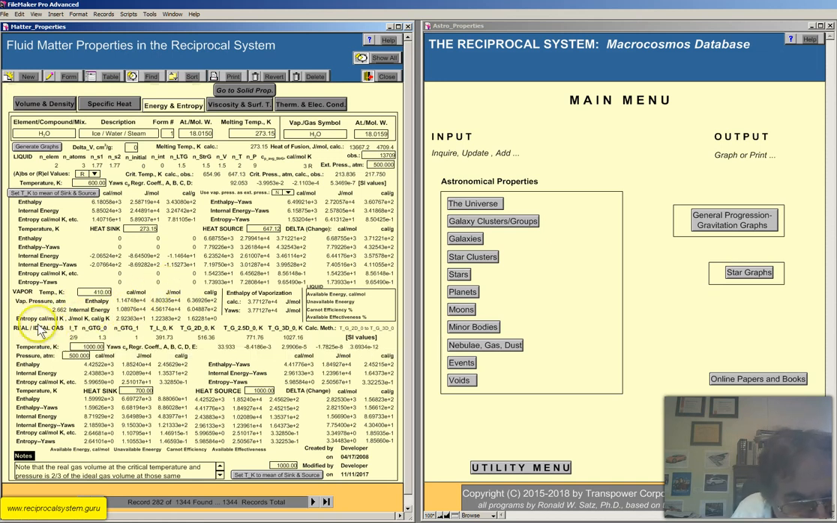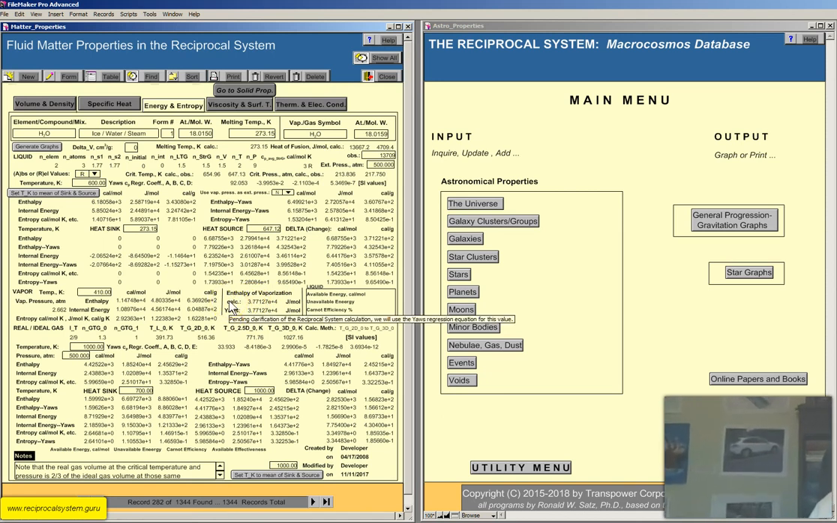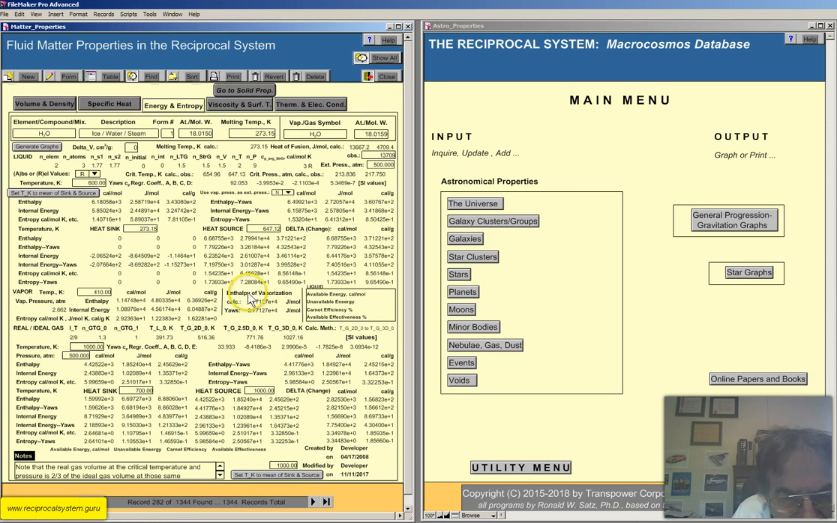Alright, so this is the vapor section here, and enthalpy vaporization. Pending clarification, the reciprocal system will use the Yaws value. For this particular number, I'm using the same value as Yaws for the enthalpy vaporization because we don't have that available yet in the reciprocal system. Okay, it explains that.